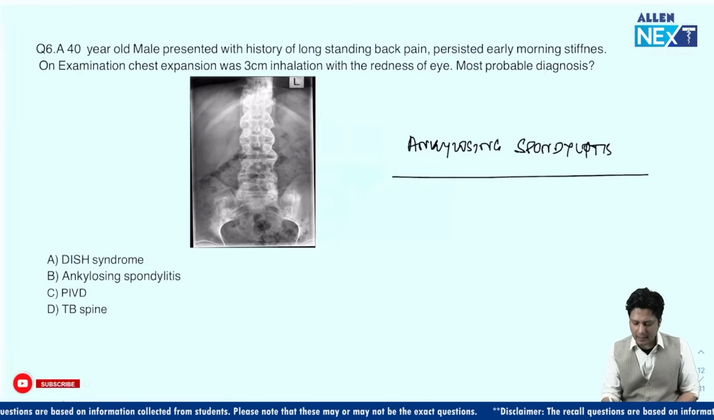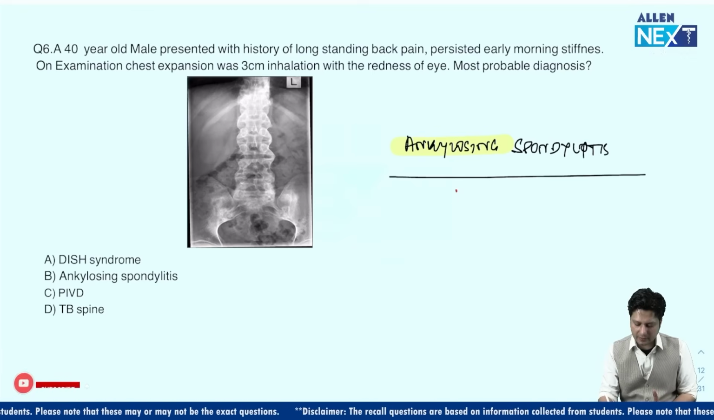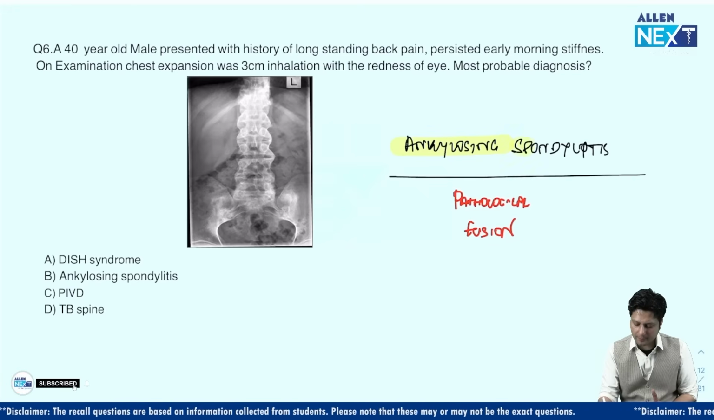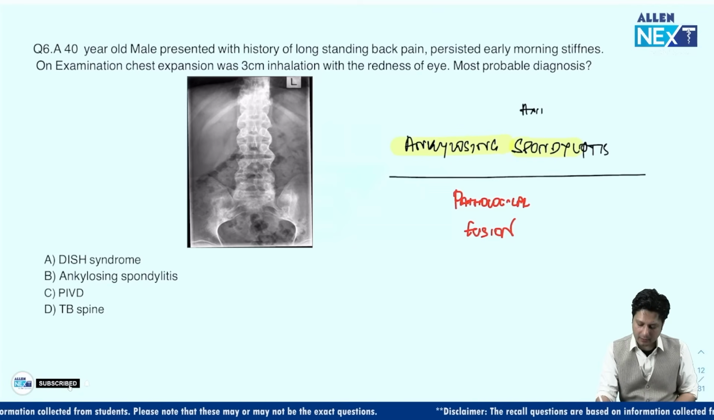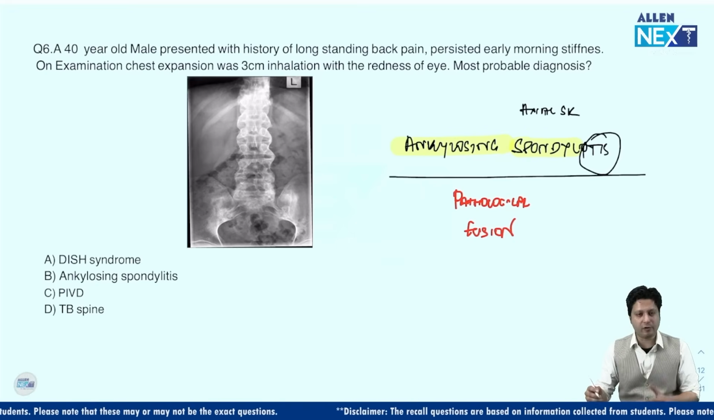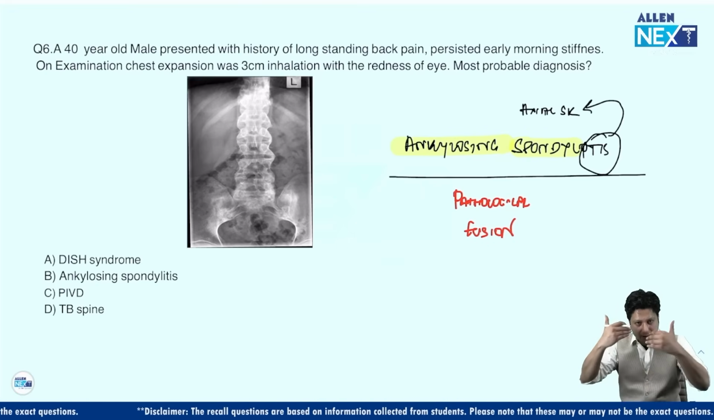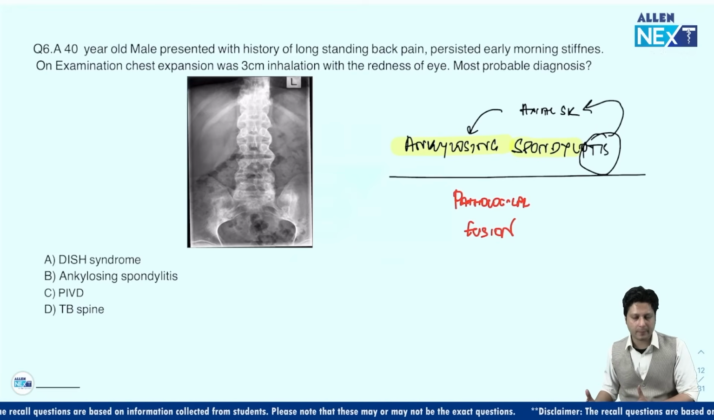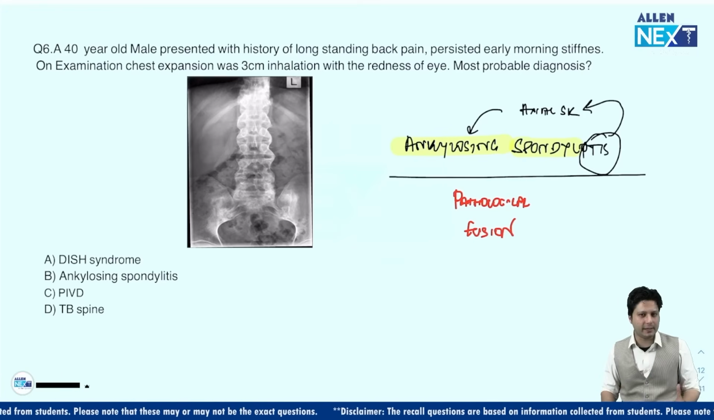As the name indicates, ankylosing means fusion, so it is a pathological fusion. SPOND is the word which is used for the axial skeleton. So basically SPOND is axial skeleton, and itis is the inflammatory pathology. All of you are aware of this. So basically it is the inflammatory pathology of the axial skeleton which ultimately will result in ankylosis, that is pathological fusion.